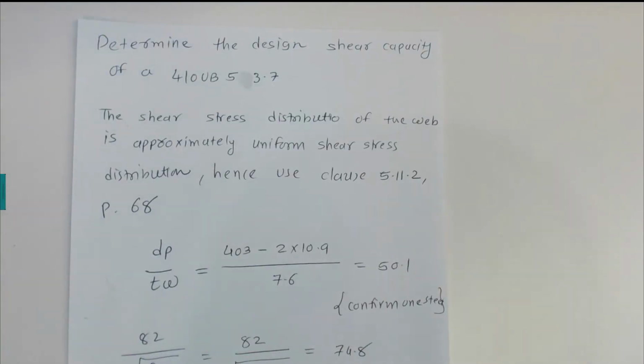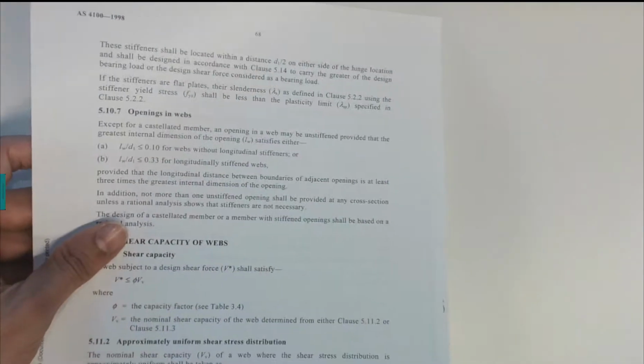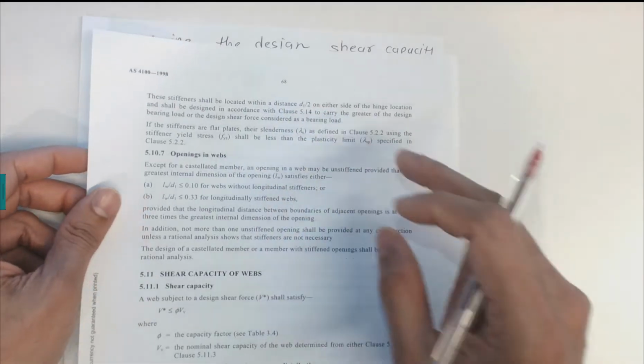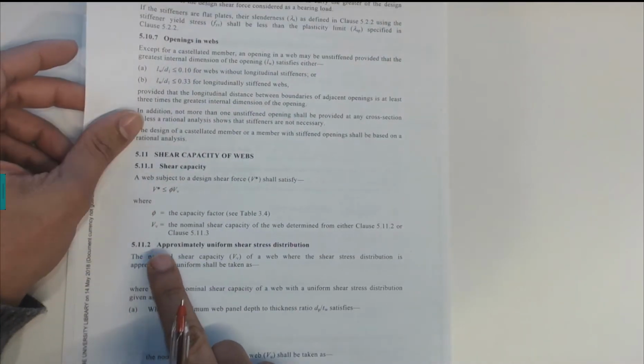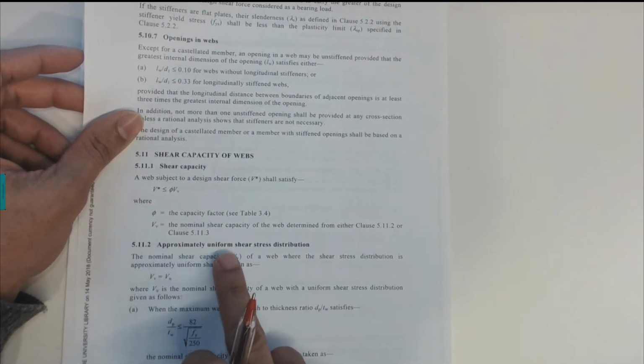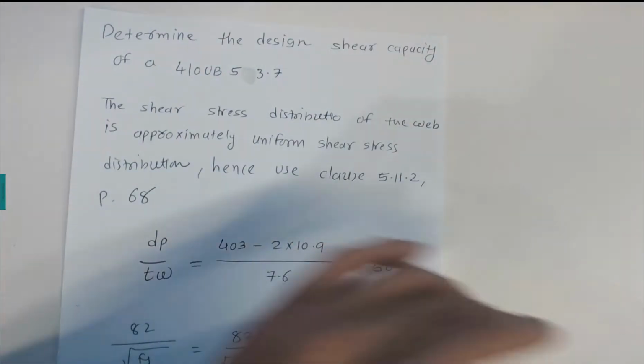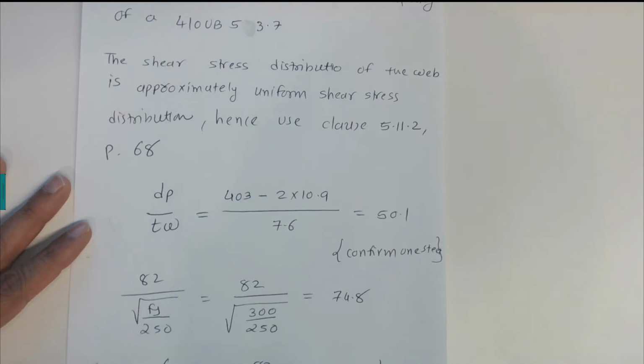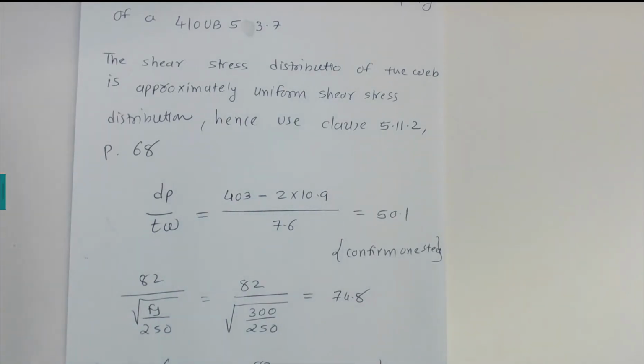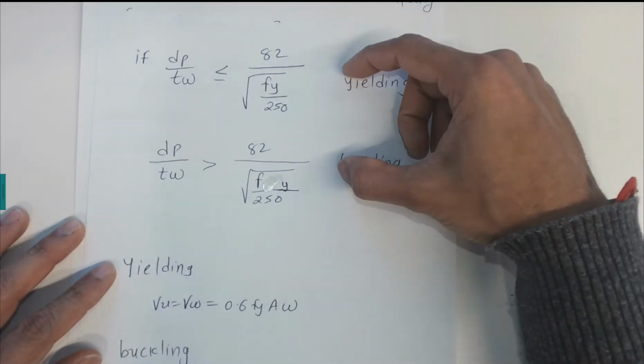So what is that in the Australian standard? On page number 68, clause 5.11.2 can be used when there is an approximately uniform shear stress distribution. Therefore we are using this clause. Before I go into the details, there are two equations that we can use to calculate the shear capacity based on two conditions.